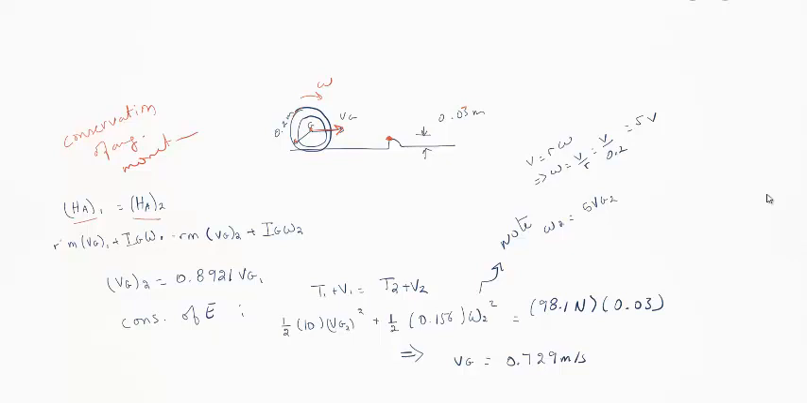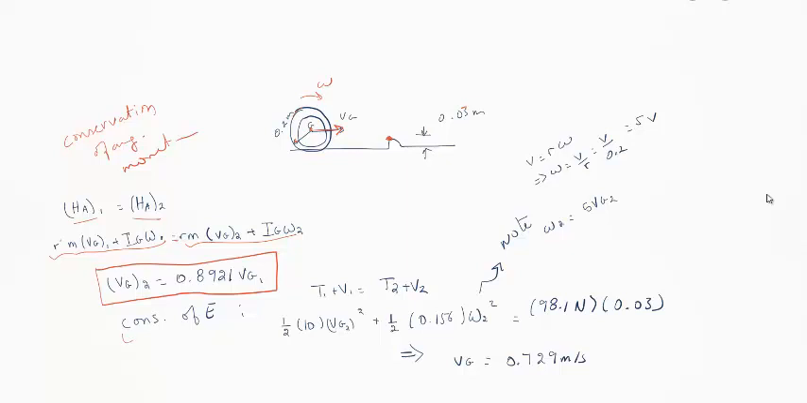So what is H? We saw that before. It's RMvG plus IG omega. This equals RMvG2 plus IG omega 2. Now we plug in all the numbers here. I'm not going to go over that. That's not the important part. The important part is setting up the equation. So we plug in the numbers, we get vG2 in terms of vG1. So we get vG2 equals 0.8921 vG1.